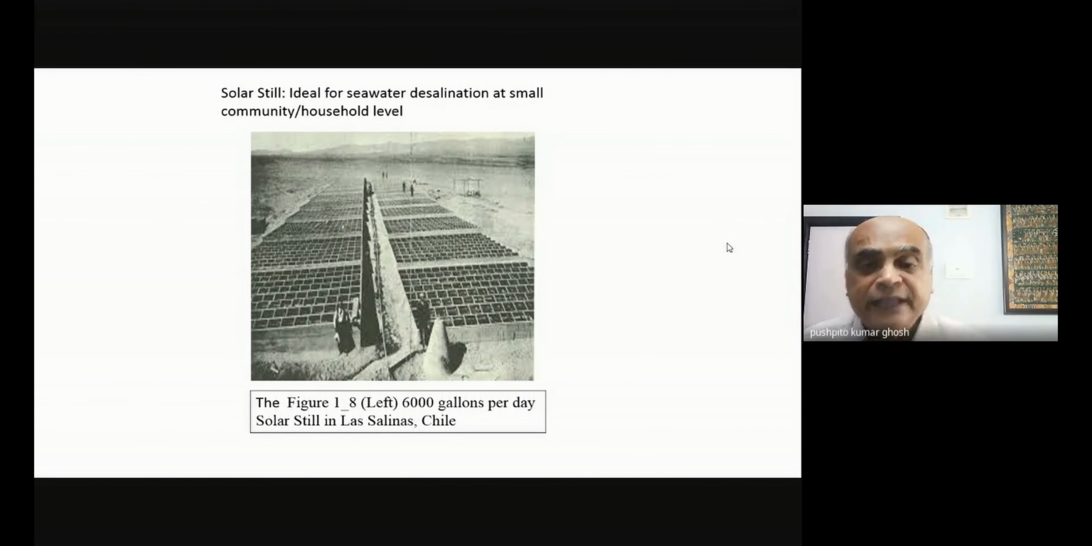Now, this is another very, very important application of solar energy, and this is known as a solar still. This one was actually one of the earliest stills, constructed in Chile. You can see that from very saline waters it generates something like 25,000 liters of fresh water per day, in a place where there is no fresh water. So let us try and understand how exactly these kinds of stills are constructed.